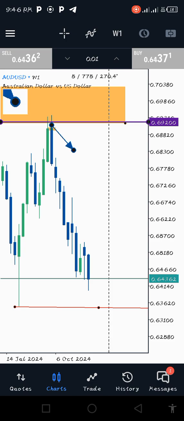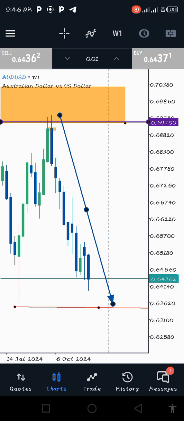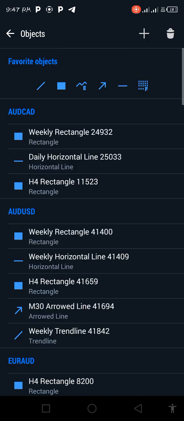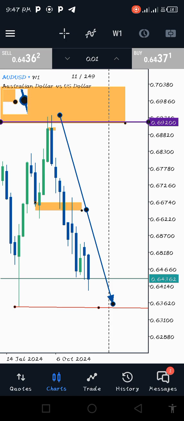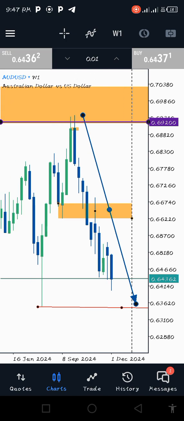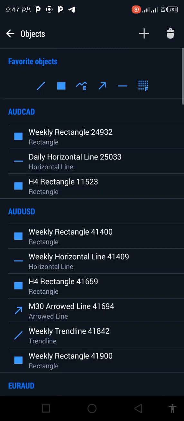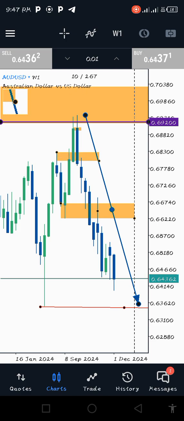So when our bias was bearish from this zone all the way to this zone, now we will go on the lower time frame, like the 4-hour time frame, and draw these zones out. A zone like this was a zone that we will be looking for a selling opportunity. Another zone like this was a zone that we will be looking for selling opportunity.